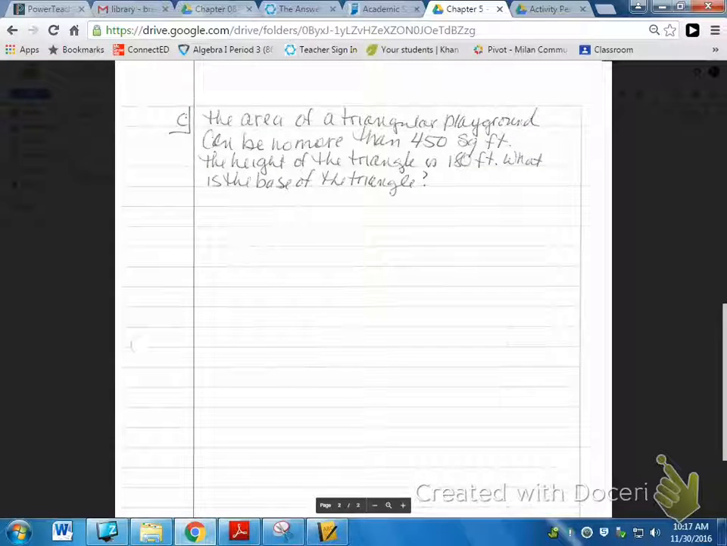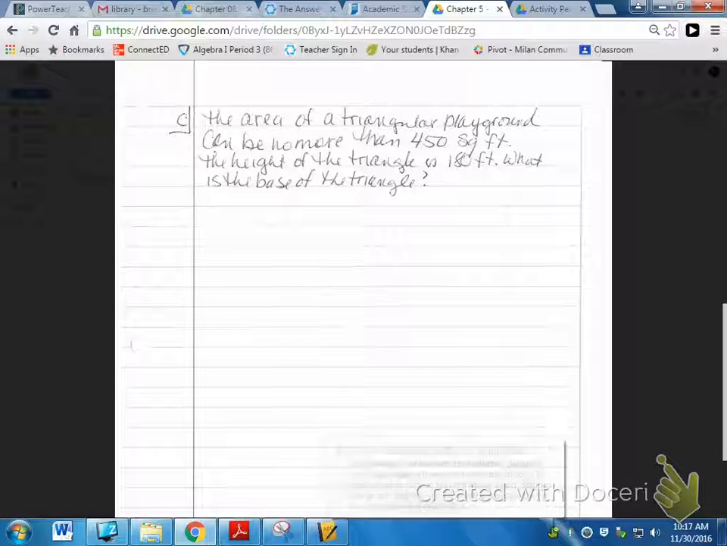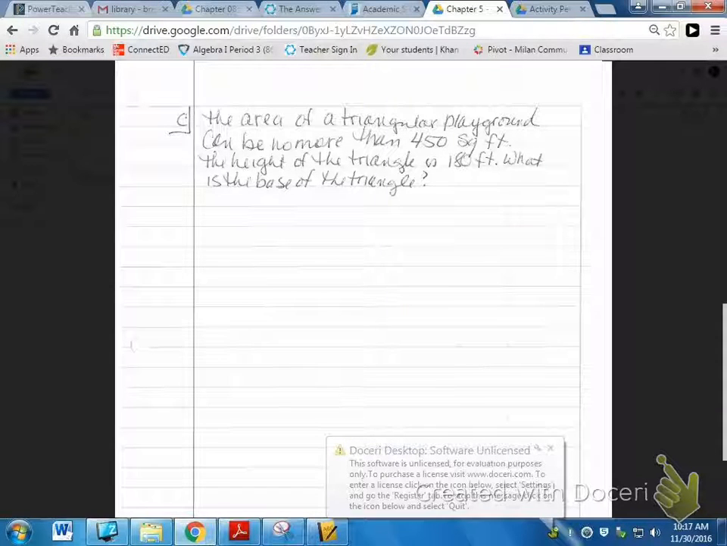The area of a triangular playground can be no more than 450 square feet. The height of the triangle is 180 feet. What is the base of the triangle, or what could it be? So let's think about this. First of all, we need to know the area of a triangle formula, which would be 1/2 base times height.